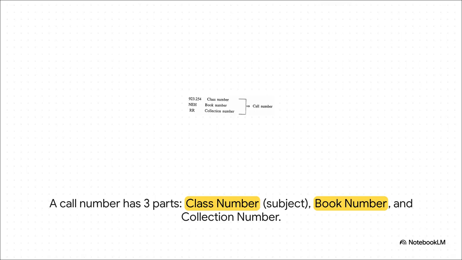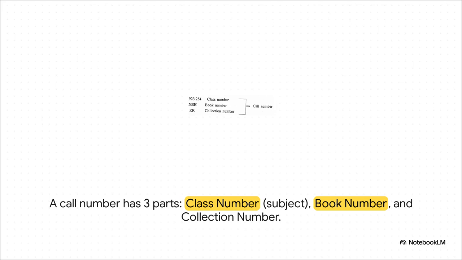Okay, so let's break down that call number and demystify it. It's not just one long random code. It's usually made of three distinct parts. The first part, the class number, is the most important. That tells you the subject. The second part, which is often called the book number or cutter number, usually stands for the author, which helps tell it apart from other books on the same subject. And sometimes you'll see a third part, a collection number, telling you if it's in a special section, like reference or fiction.